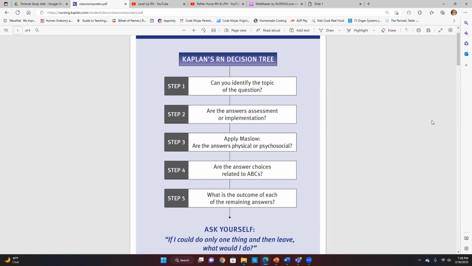Okay, so identify the topic of the question and then ask yourself, are the answers assessment or implementation? Now, this is important. With my foundations or my basic skills students, I'm always talking about ADPI. Even at orientation, I started talking about ADPI. You've got to always think in terms of ADPI. And when I say ADPI, what do I mean?